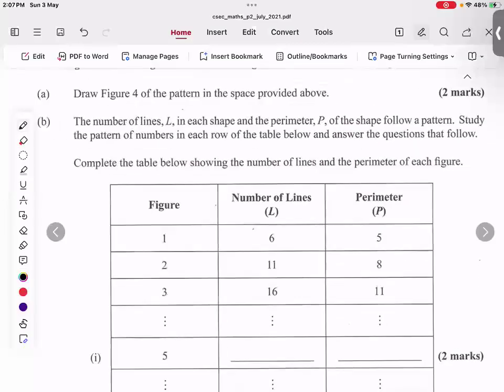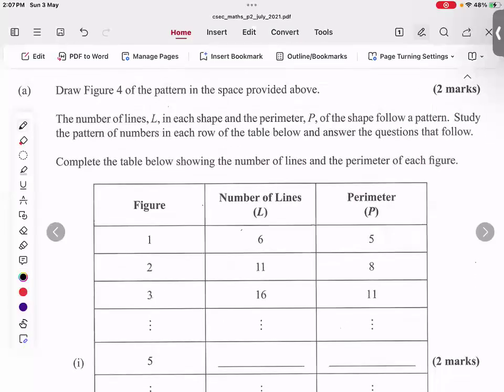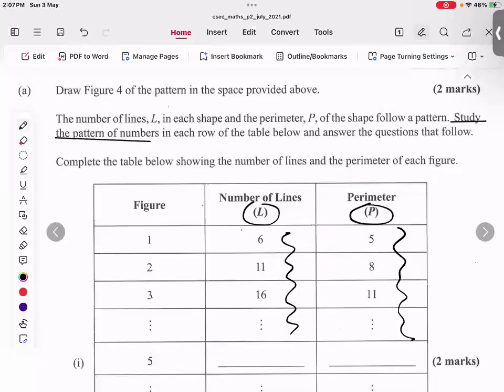Moving on. Positive mindset, people. The number of lines L in each shape and the perimeter P, right here. So the numbers over here represent perimeter, and the numbers here represent the amount of lines made for the shape. You are to study. This is the part I like. My study and your study are different. My pattern and your pattern are different. How I see it is not how you see it.